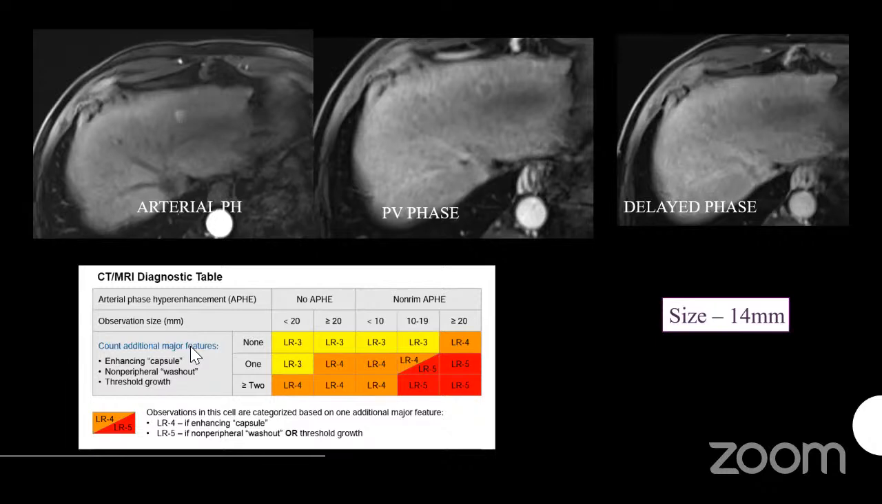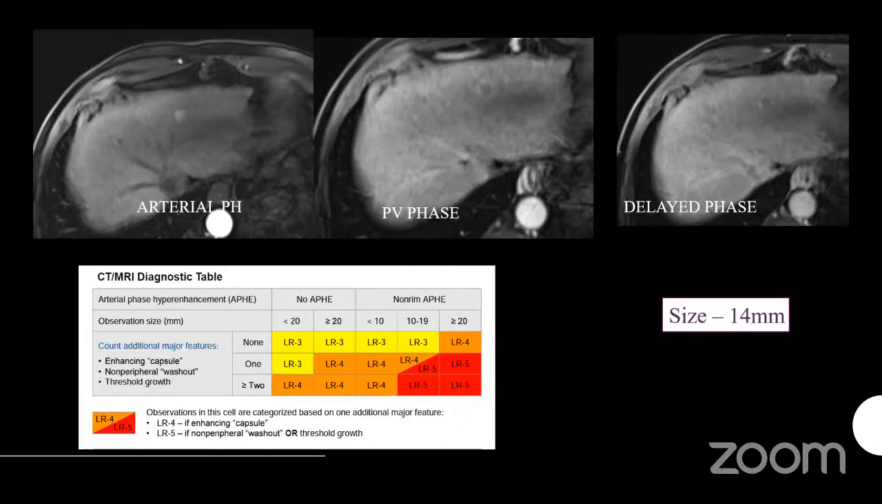Threshold growth, we can't comment on because we don't have a comparison, but definitely for the other two, enhancing capsule is there and non-peripheral washout is also there. So if two major criteria are present with a size between 10 to 19 millimeters, it is assigned as LR5 category. So this is LR5 category, a lesion which has above 95% chance of being malignant or HCC in a background of chronic liver disease.